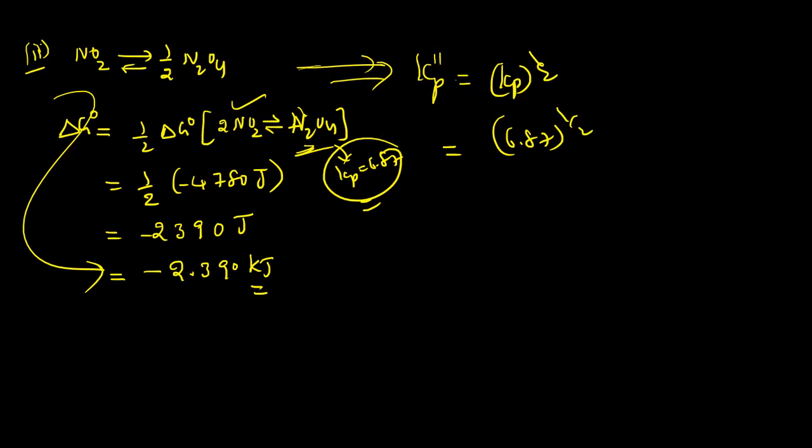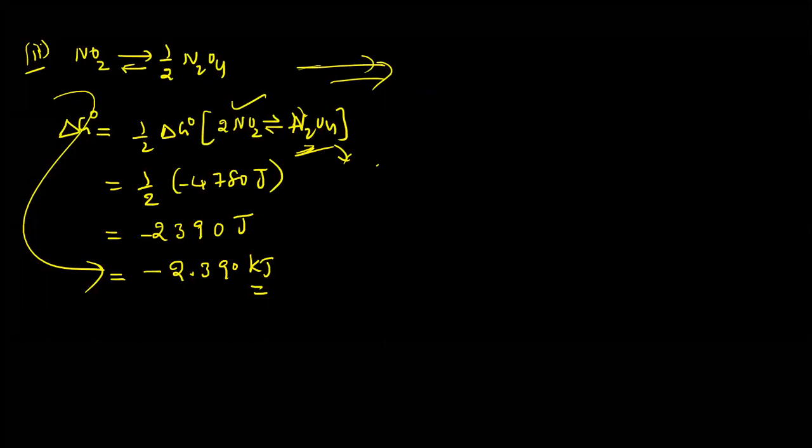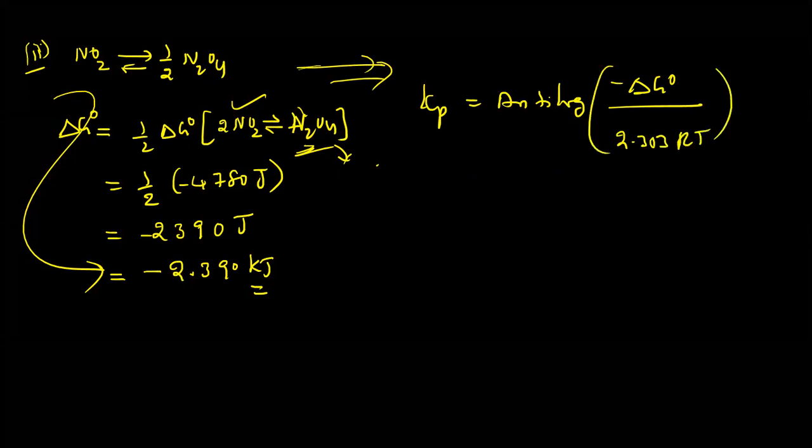Yeah, we have got the Kp value for the second equation. Kp is equal to the expression antilog of minus delta G naught divided by 2.303 RT. In this expression I will substitute.